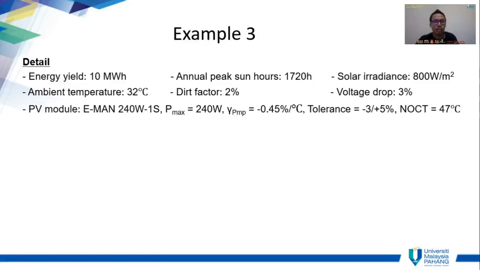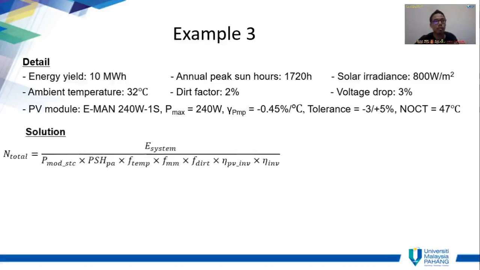Because we are given the E system already, the task for you is to find N total, the total number of modules that can be installed by this requirement. We just substitute the values. E system is clearly 10 megawatt hours. P mod STC is the same value as the Pmax, PMP STC, which is 240 watt, and the peak sun hours for a year is 1720 hours.